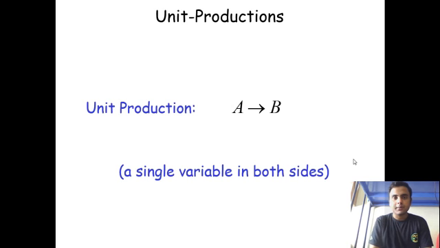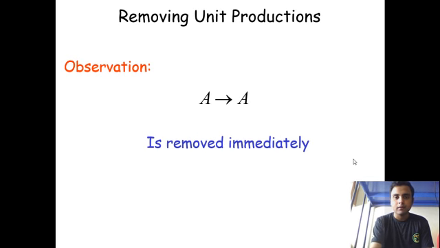Now our second topic is removal of unit productions. Every production which is of the form capital A tends to capital B, where A and B both are single variables on both sides, is classified as a unit production. Everywhere where a production is of the form capital A tends to capital A, it should be removed immediately.